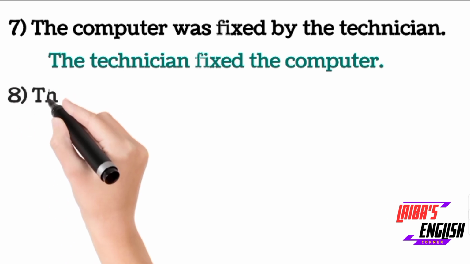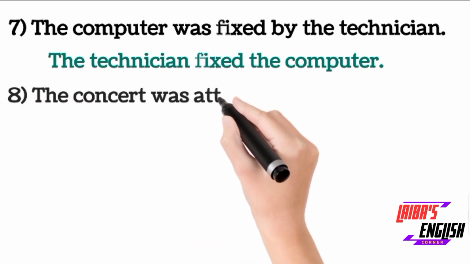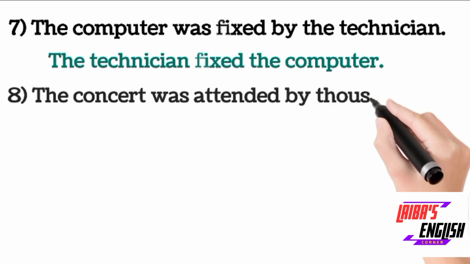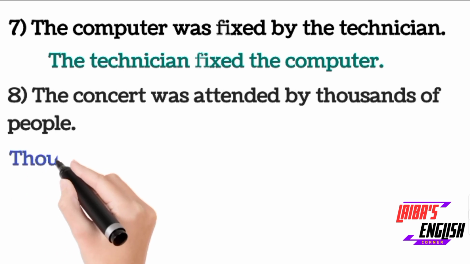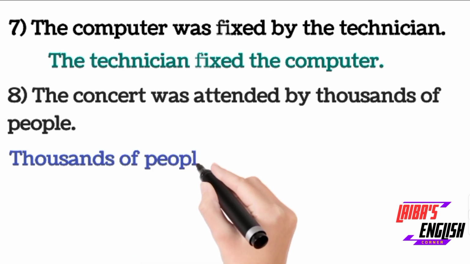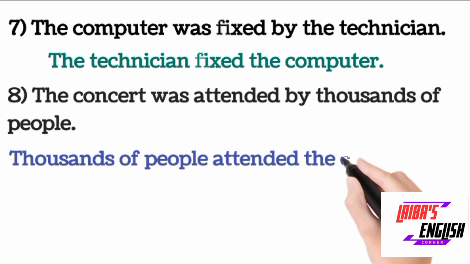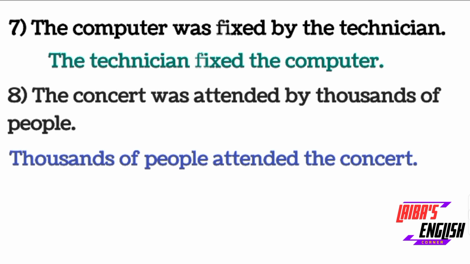Eighth example is, the concert was attended by thousands of people. So thousands of people, which is used as the object here, will go in the place of subject. Was is used, so it is a past tense. Remove by, remove was. So the sentence will be, thousands of people attended the concert.